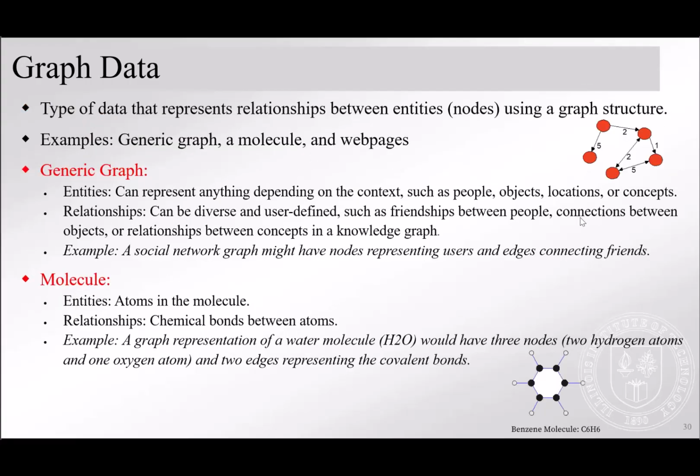The second one is the molecule. Here the entities are atoms. The only difference is the entities; we still have to say nodes and edges. So the entities here are atoms and the relationships are chemical bonds. That's all about this one.